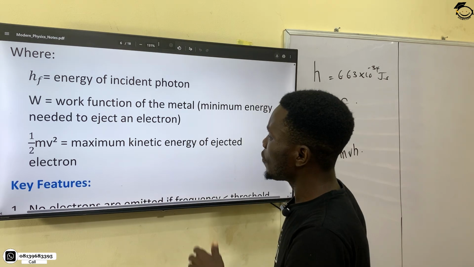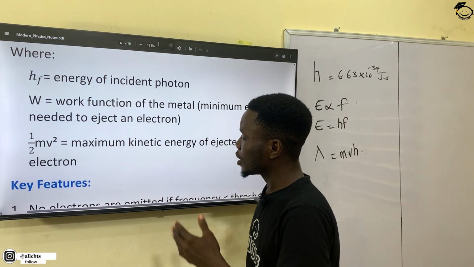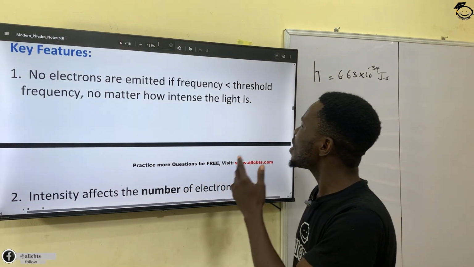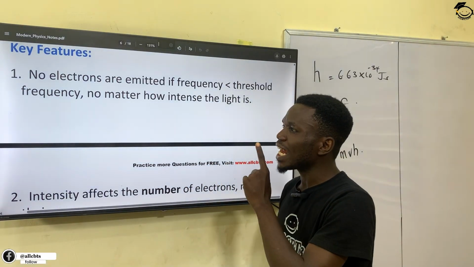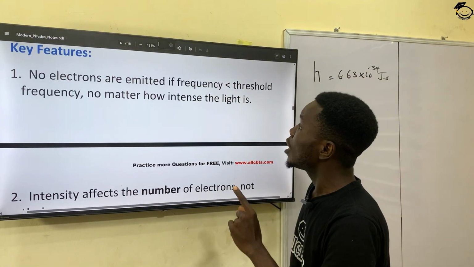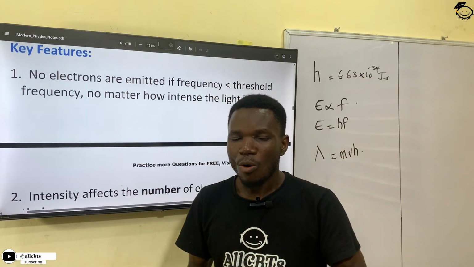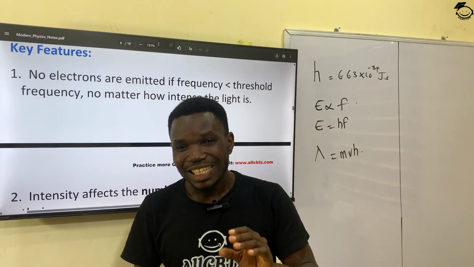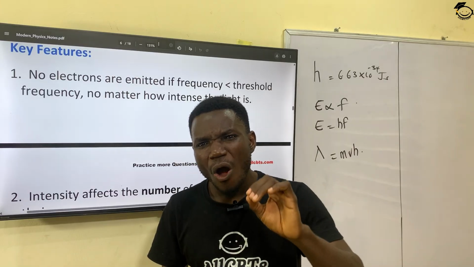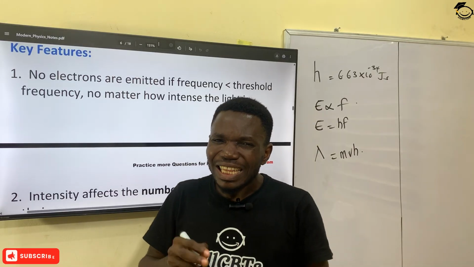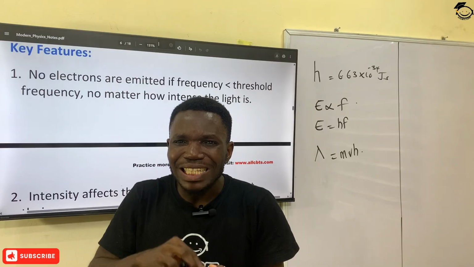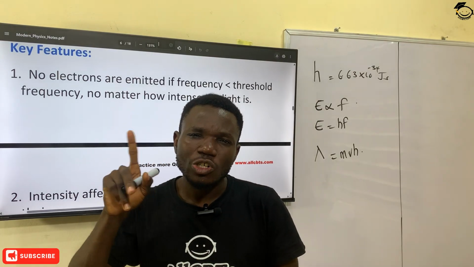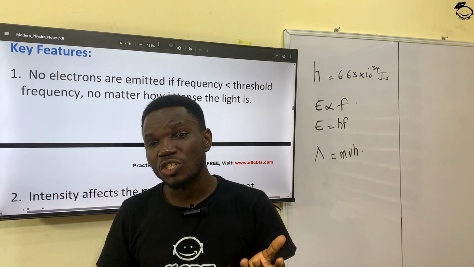So what are the key features of this? Moving on from there, the key features are: first, no electrons are emitted if the frequency is less than the threshold frequency, no matter how intense the light is. What is this saying? Like I said before when I was explaining the photoelectric effect, for electrons to be emitted, the frequency of the light hitting the metal must be higher than the threshold frequency. And what is the threshold frequency?